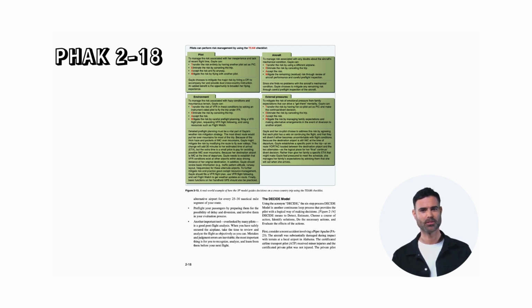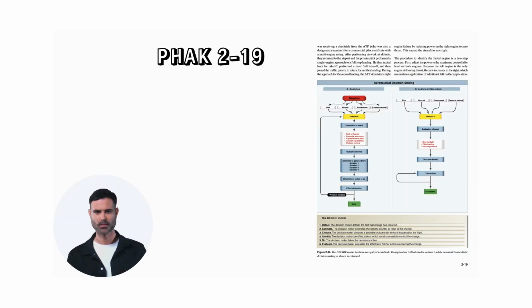The aircraft was substantially damaged during impact with terrain at a local airport in Alabama. The certificated airline transport pilot, ATP, received minor injuries, and the certificated private pilot was not injured. The private pilot was receiving a check ride from the ATP, who was also a designated examiner, for a commercial pilot certificate with a multi-engine rating.